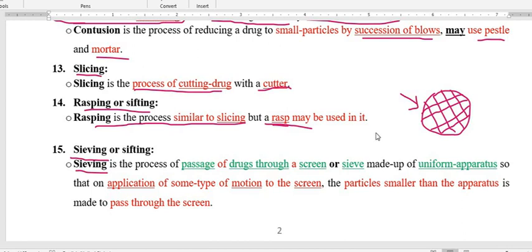Sieving is a process in which we pass the drug through a screen or sieve made of uniform apertures, and we also apply some type of motion on the screen so that the drug particles smaller than the size of the holes of the sieve pass out, and we get drug of uniform size. This is called sieving or sifting.